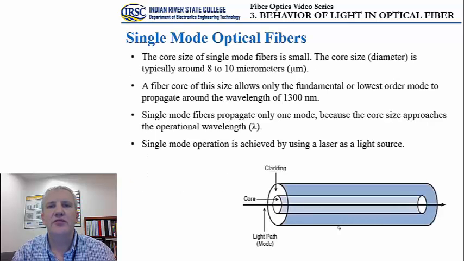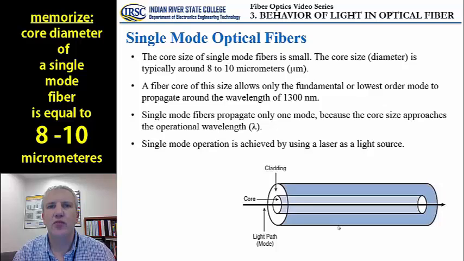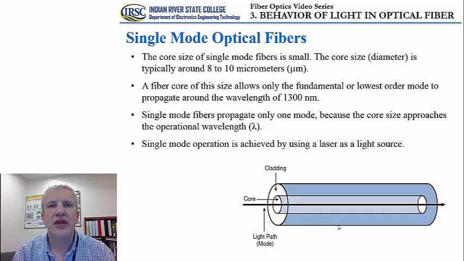So let's give a little bit more detail about single mode optical fibers. The core size of single mode fibers is small. The diameter is typically around 8 to 10 micrometers. A fiber core of this size allows only the fundamental, or the lowest order mode, to propagate around a wavelength of 1300 nanometers. Single mode fibers propagate only one mode because the core size approaches the operational wavelength. And this is achieved by using a laser as a light source.